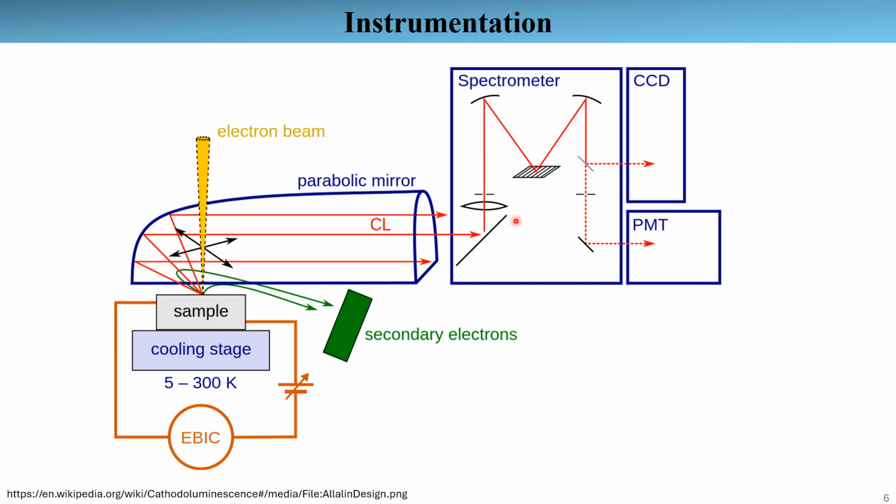This is the instrumentation sketch of the CL. The electron beam passes through a small aperture in the parabolic mirror, which collects the light and reflects it into the spectrometer. A charge coupled device and a photomultiplier tube can be used for parallel or monochromatic detection respectively. An electron beam induced current signal may be recorded simultaneously.